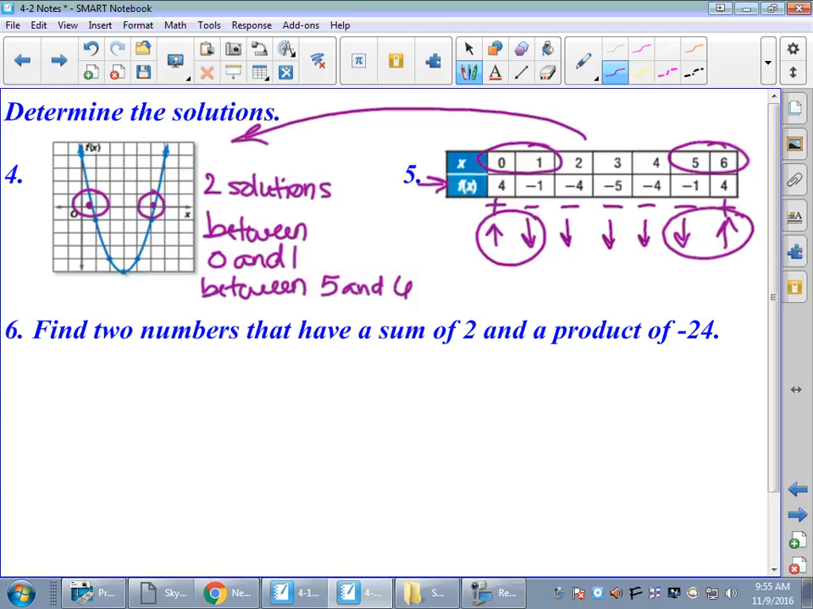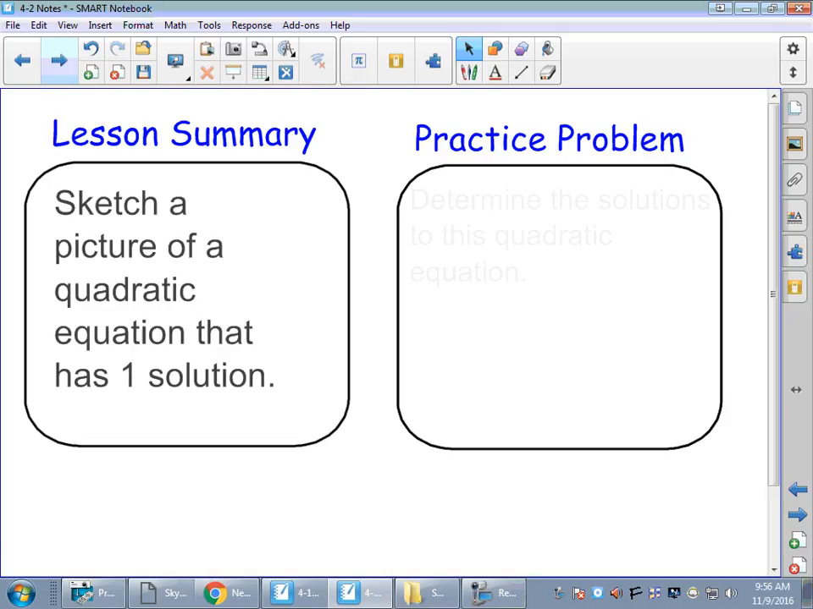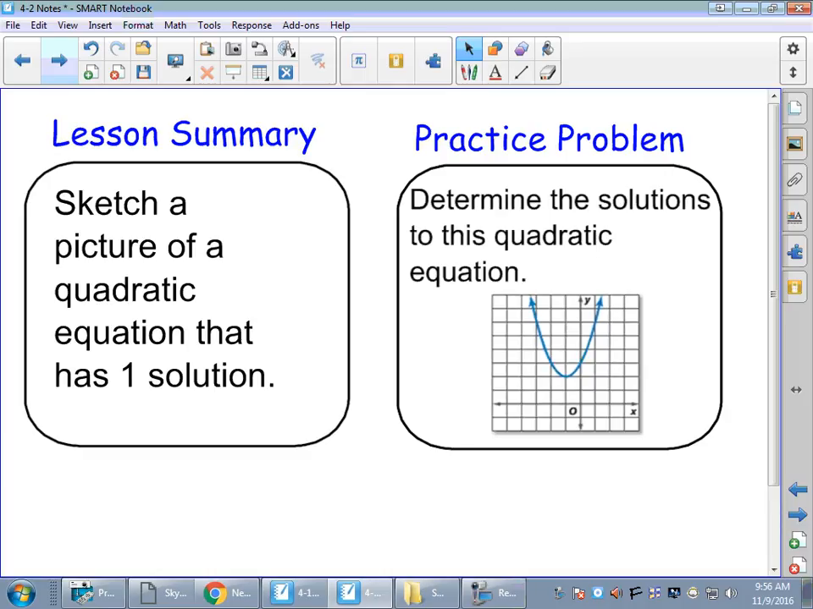Number 6, we're going to save for class. We'll do that one together as a little warm-up. And so what I need you guys to do now is to just sketch a picture of a quadratic equation that has one solution, and then also I want you to determine the solutions based on that graph. Okay, so really no work tonight, just some interpretation. Good luck.